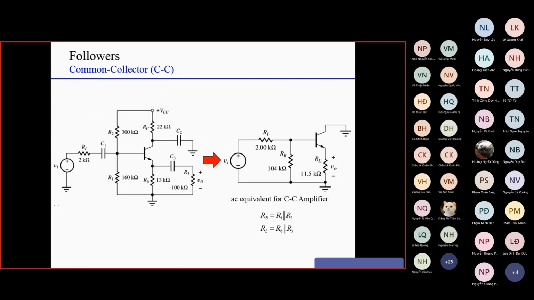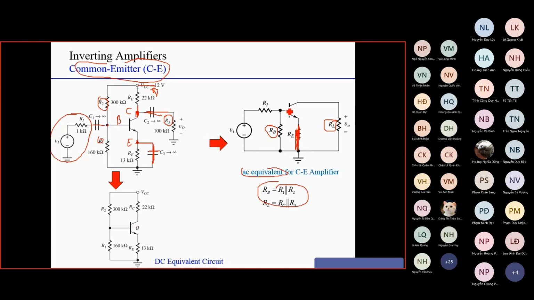So now we will replace the transistor by a small signal model so that we can have the complete AC equivalent circuit, and then we can calculate the parameters. So that is for common emitter.